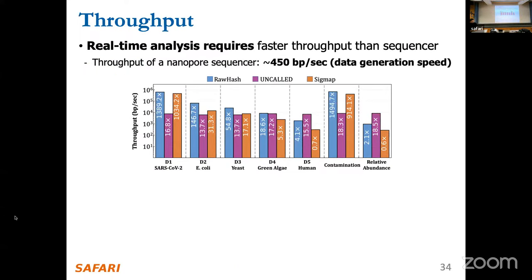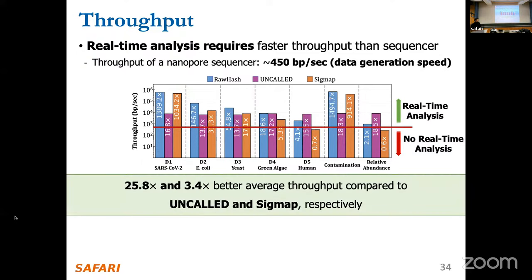So the first result is about throughput. Here we show the throughput results on the y-axis. On the x-axis, we show the data sets that we use. And these bars correspond to the tools that we use. If a bar is above this line, then this tool can achieve real-time analysis because it provides a higher throughput than the nanopore device's throughput, which is around 450 bases per second. If the bar is below this line, then the real-time analysis has failed.